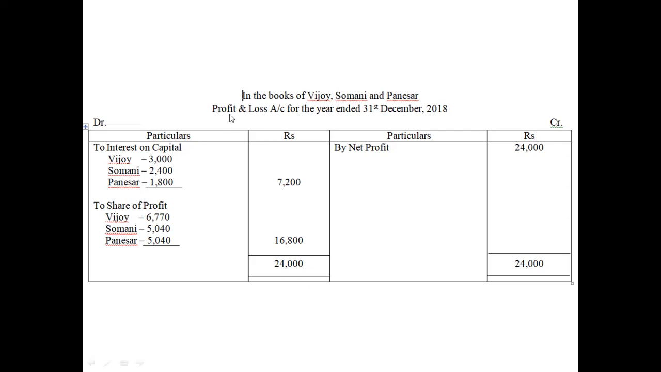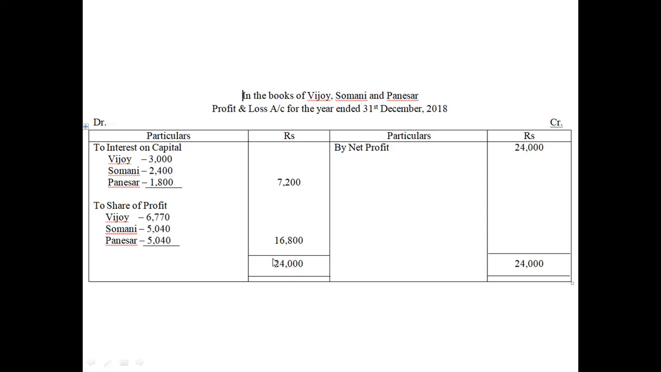Remember that this is not your profit and loss account, but your profit and loss appropriation account. So for the first year, 31st December 2018, we have a net profit of rupees 24,000. Here we have the interest on capital, which is provided at the rate of 5%. Let us write interest on capital of all the partners: Bijoy, Somani, and Panesar, 3,000, 2,400, and 1,800. This total will be 7,200 for interest on capital.